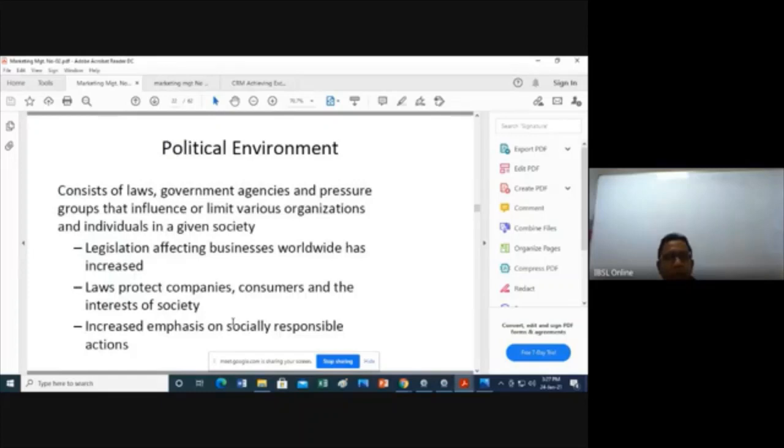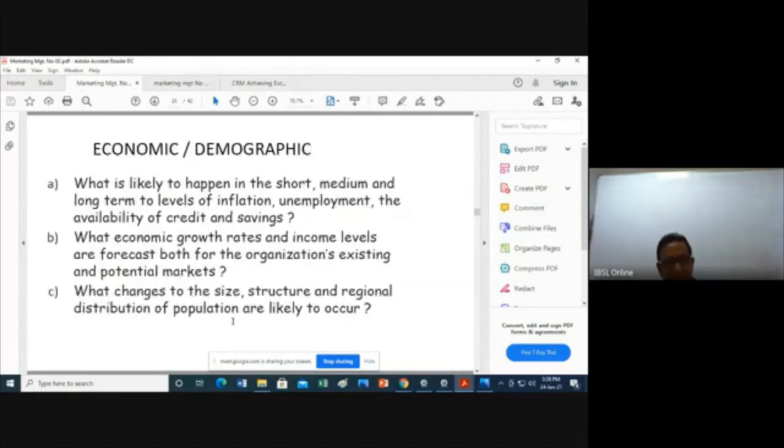The political environment consists of laws, government agencies and pressure groups that influence or limit various organizations and individuals in a given society. That we have already discussed: legislation affecting business worldwide has increased. Laws protect companies, consumers and the interests of society. There is increased emphasis on socially responsible actions, as we discussed in the earlier session.